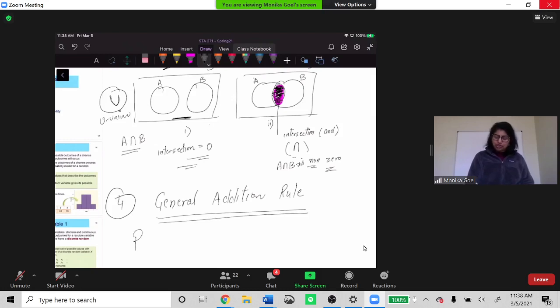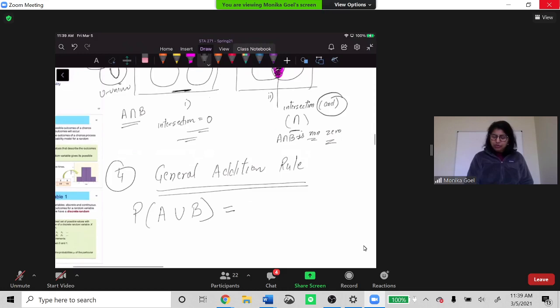When we are talking about the general addition rule, we are saying A union B. Union means or, either in A or in B. Intersection means both A and B, the common part between A and B. Union is either A or B, whether they have anything in common or not. These two words are important: or talks about union, and talks about the common part, or intersection.